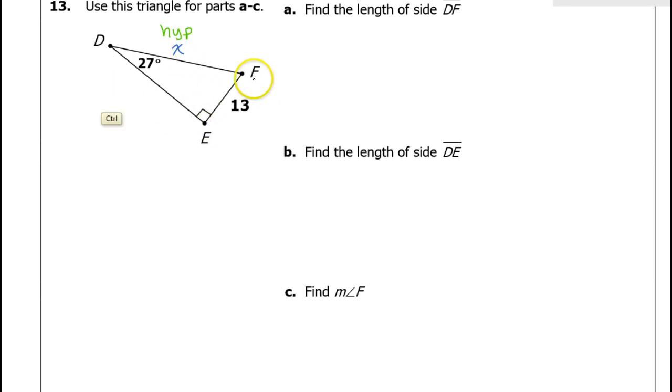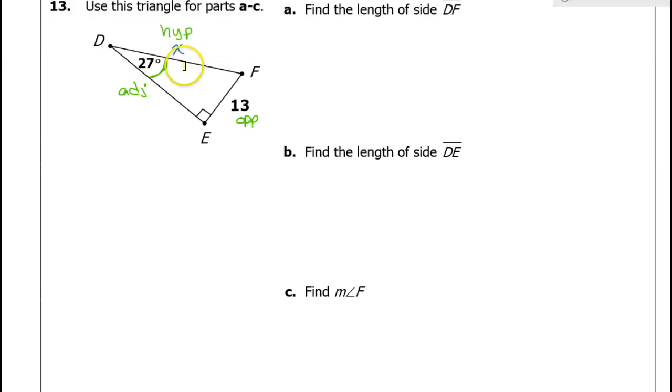Now, to decide which is opposite and which is adjacent, it's important that I know which angle I'm looking at. Of course, I'm going to look at the 27. That's the only angle that's labeled. So from the perspective of the 27, that makes the 13 the opposite leg because it's across from. And side DE here is the adjacent leg because it's right next to the angle.